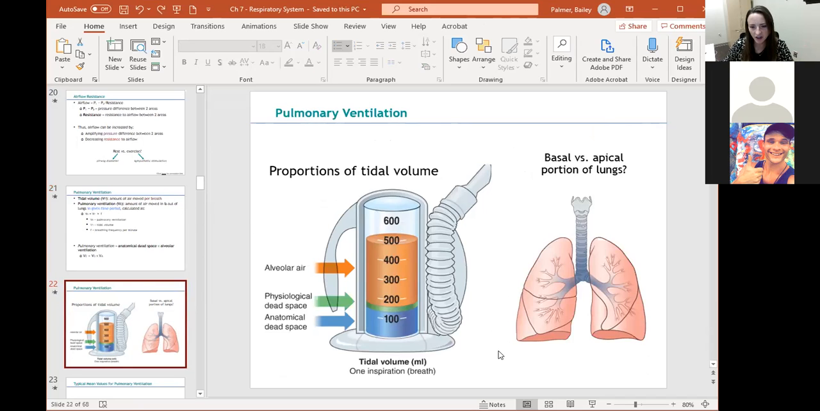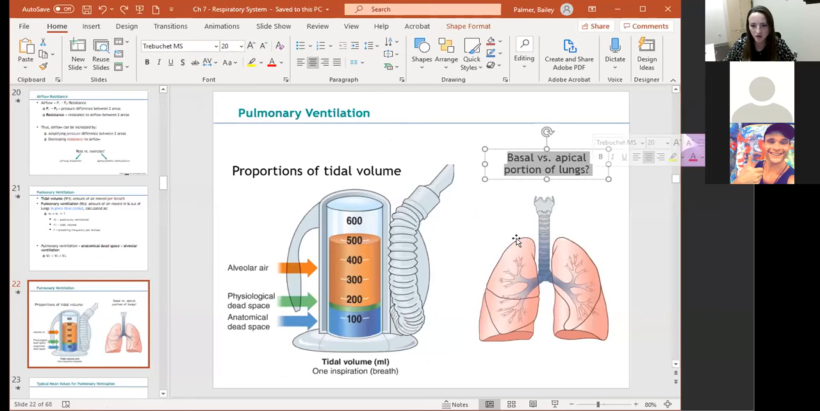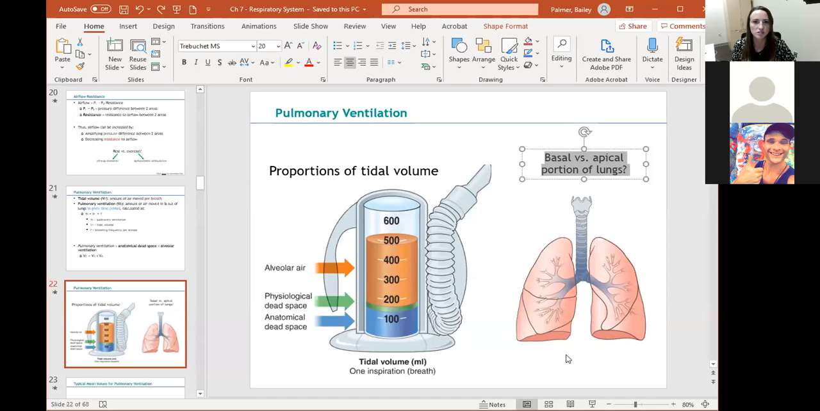This kind of shows about tidal volume. I think one question you may have is basal versus apical portion of the lungs. So knowing that at rest, we actually use the basal portion of the lungs. And then during exercise, we use the entire portion of the lungs. We use both the top and the bottom. So that may be a question, but it may not be. So just kind of know different portions of the lungs are used at rest versus during exercise.